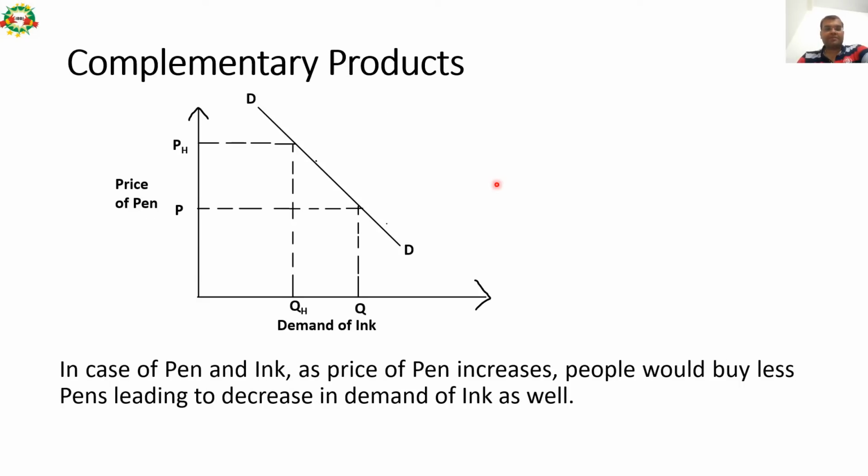Complementary products. In the case of pen and ink, as the price of pens increases, people would buy fewer pens, leading to a decrease in demand for ink as well. So here, as the price of pens increases, demand for ink will decrease because fewer pens will be purchased, and accordingly consumers will buy less ink from the manufacturing companies. Such products are called complementary products.